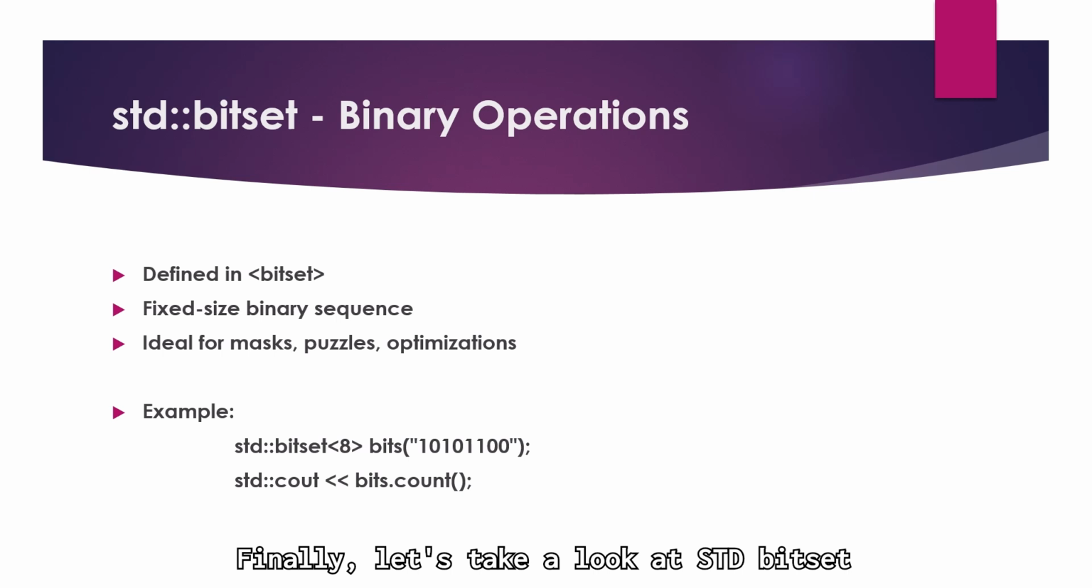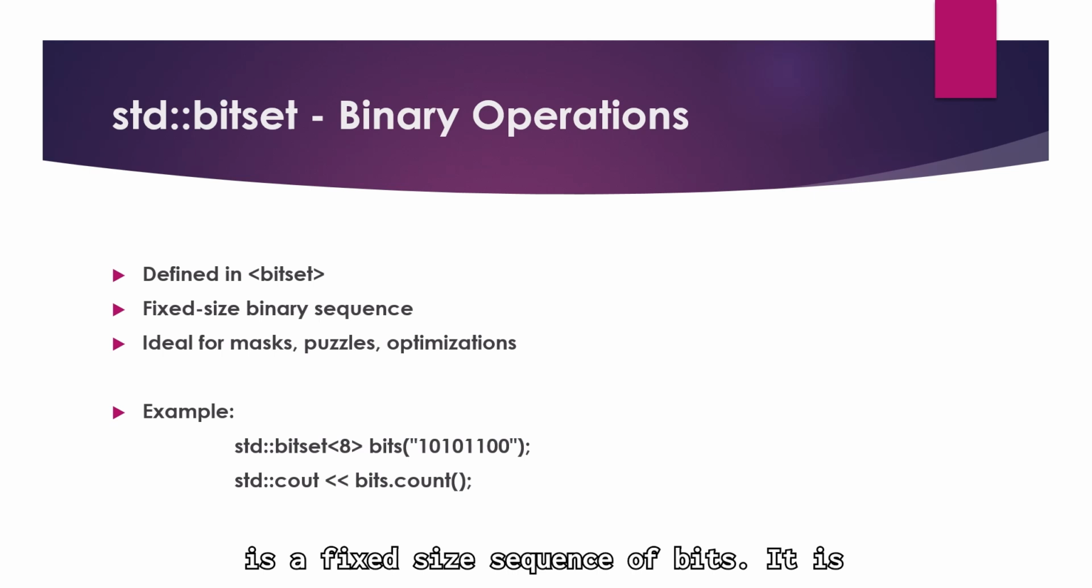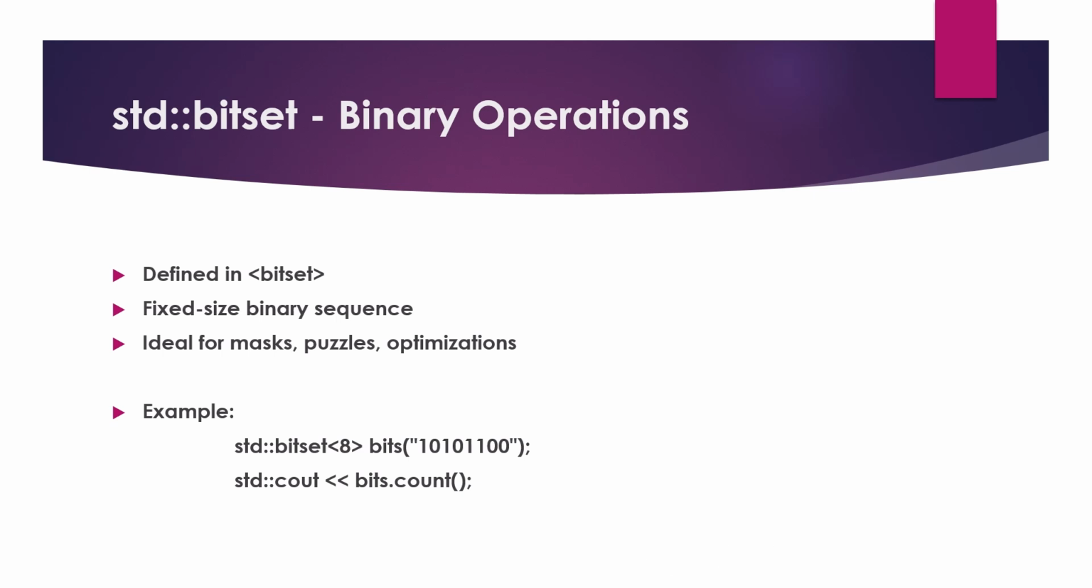Finally, let's take a look at std::bitset. Defined in the bitset header, std::bitset is a fixed size sequence of bits. It is perfect for situations where you need to perform binary operations such as bit masking, cryptography, or low-level data processing. With std::bitset, you can represent binary data cleanly and efficiently. For example, you can create a bitset to store a binary value like 10101100 and then use the .count method to count the number of bits that are set to 1. This makes it an ideal container for handling bit level manipulation.